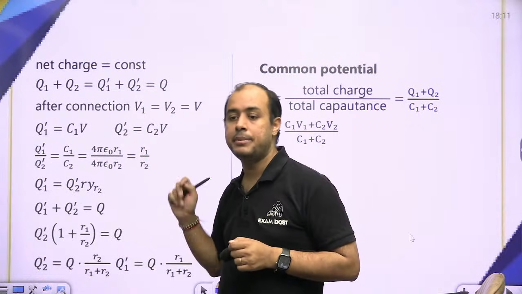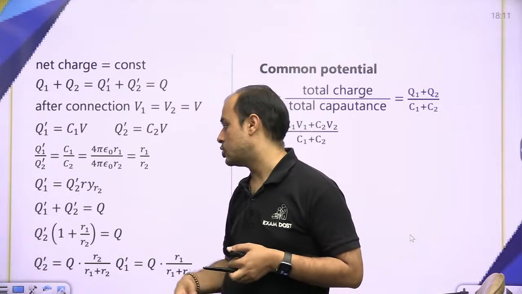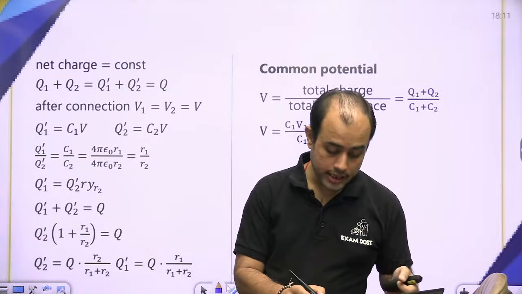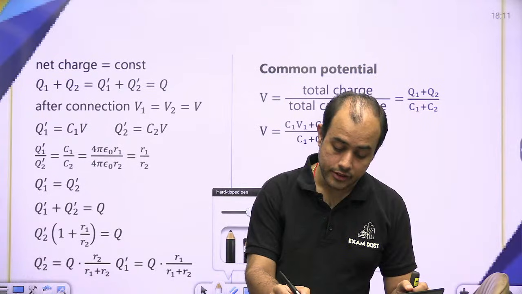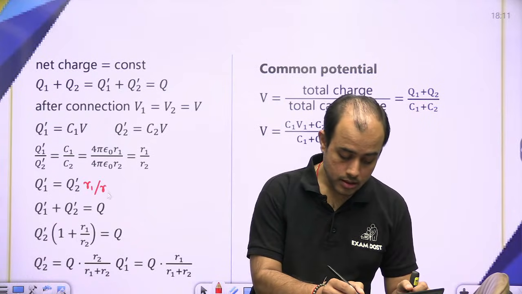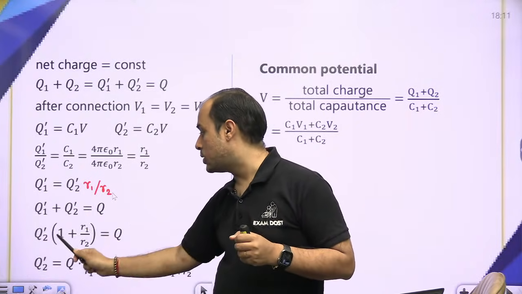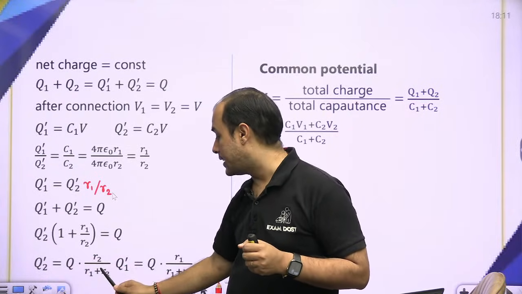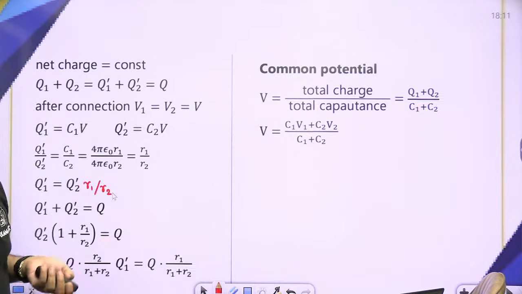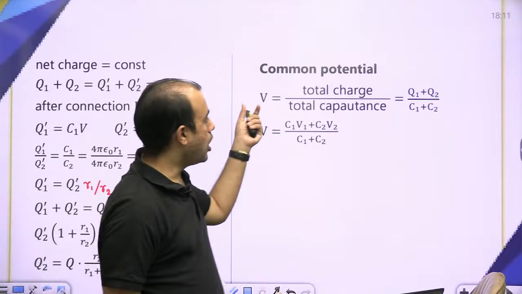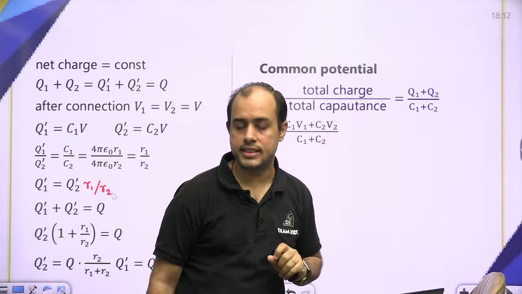ये मैंने आपको पहले डायरेक्टली बताया था पोटेंशियल से. अभी आप कैपेसिटेंस से भी वही चीज समझ रहे हो. चार्ज का रेशो रेडियस का रेशो है. ठीक है. So now it will mean that Q1 dash is Q2 dash into R1 by R2. Now because Q1 dash plus Q2 dash is Q, you can write Q1 dash as Q2 dash R1 by R2. So from here you will get Q2 dash and Q1 dash. ठीक है. Total charge is divided in the ratio of their radius. So common potential is total charge by total capacitance, that is Q1 plus Q2 upon C1 plus C2.